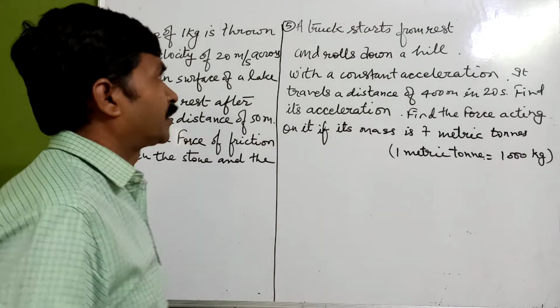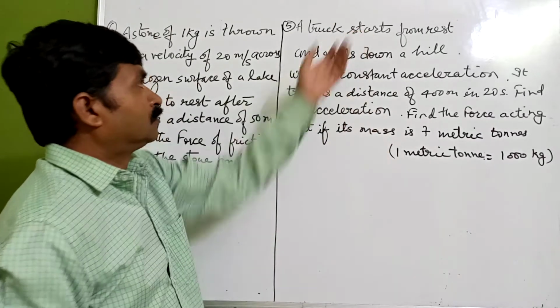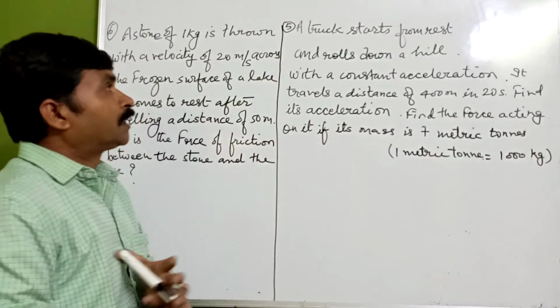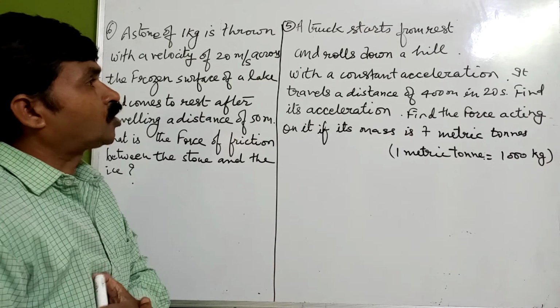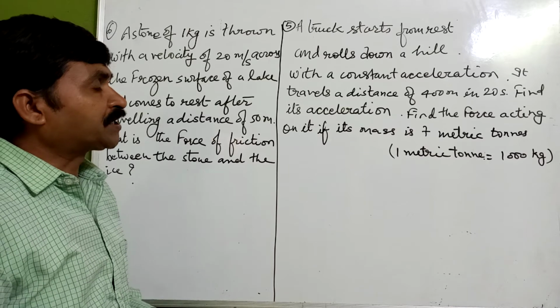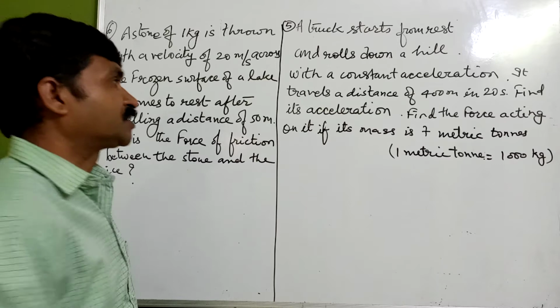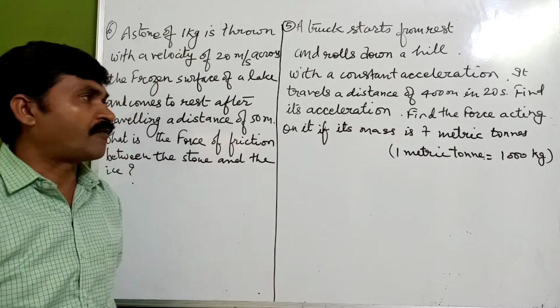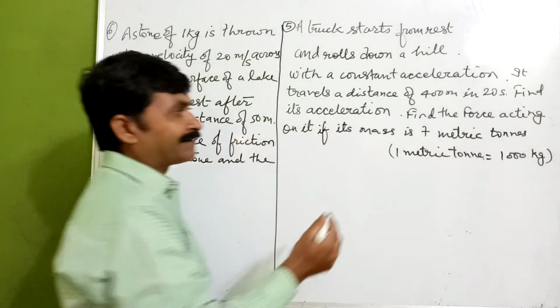Students, here we are going with the numericals which are based on the motion. A truck starts from rest and rolls down a hill with a constant acceleration. It travels a distance of 400 meter in 20 seconds. Find its acceleration, and find the force acting on it if its mass is 7 metric ton.